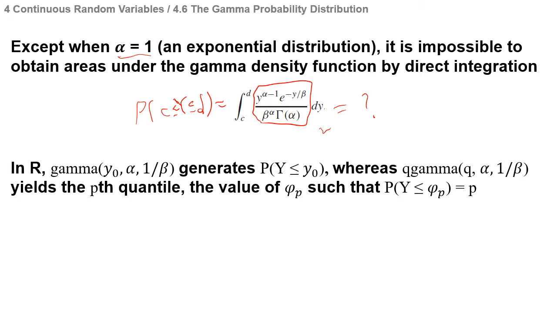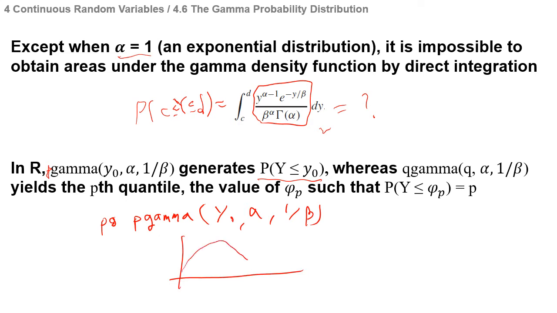Using R software on your computer, you can generate the probability that y is less than or equal to y0 using this command, pgamma: pgamma of y0, alpha, and 1 over beta. Let's say this is a gamma distribution, and you can calculate this probability using pgamma, y0, alpha, 1 over beta.